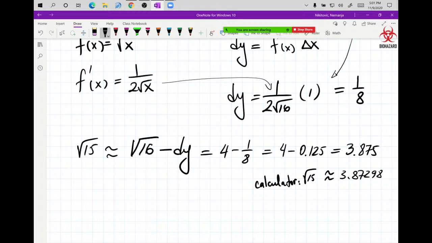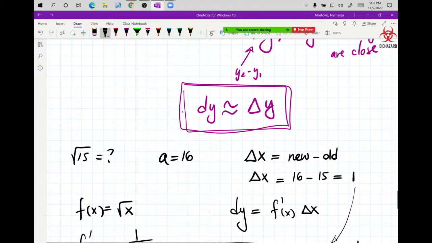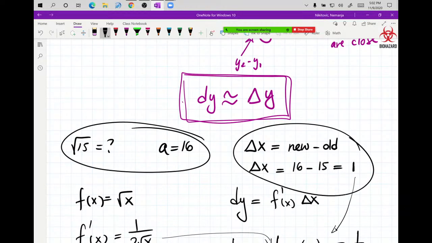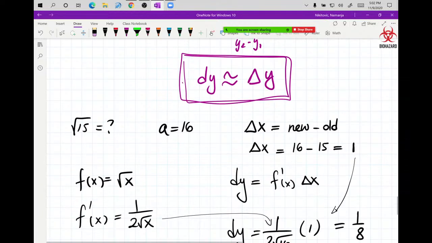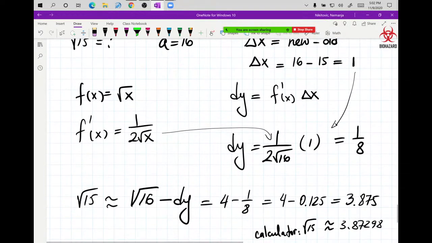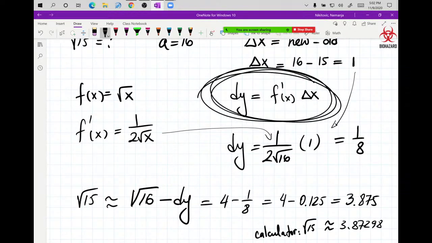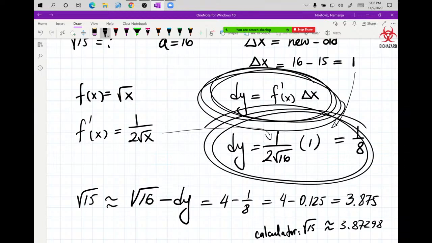With linearization, you approximate the number you want directly. But over here, you actually calculate the difference between the two x values first, and that's the difference between the value they want you to compute and the value that you picked as easy to compute. So that's the difference between 15 and 16, which is what I captured here, and you get your delta x to be 1. And then we unleash the differential formula, we compute the change.